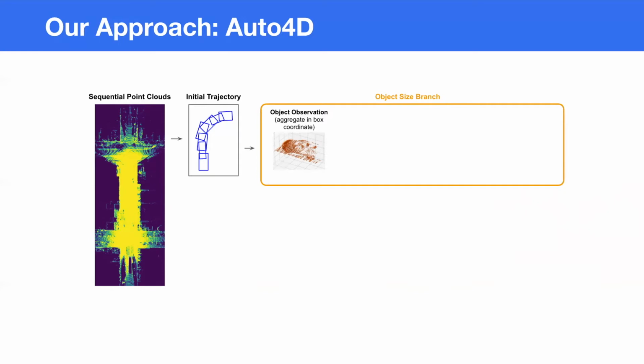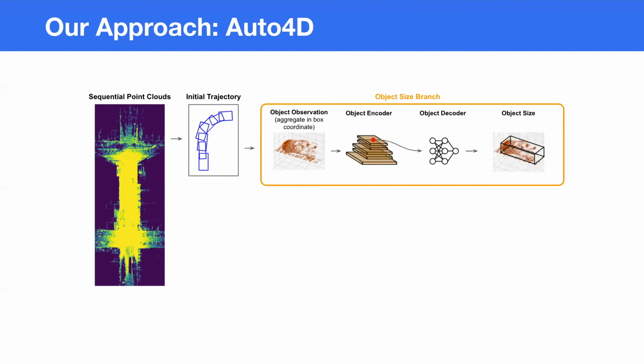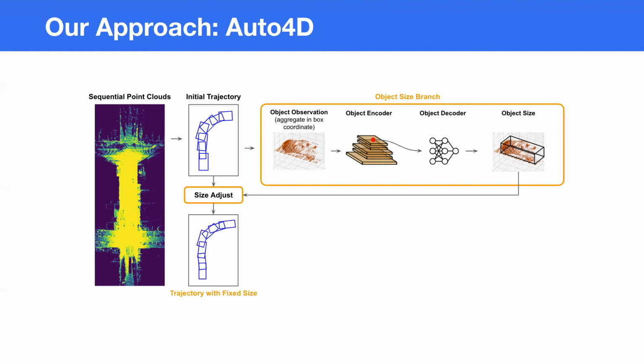First, for each initial trajectory, we aggregate the LiDAR object observations across time in the box coordinate system. This provides a noisy reconstruction of the object's shape, as the initial detections are far from perfect. We then use an encoder-decoder architecture to predict the object's size. We can apply the re-estimated object size to the object and get a refined trajectory with fixed size.